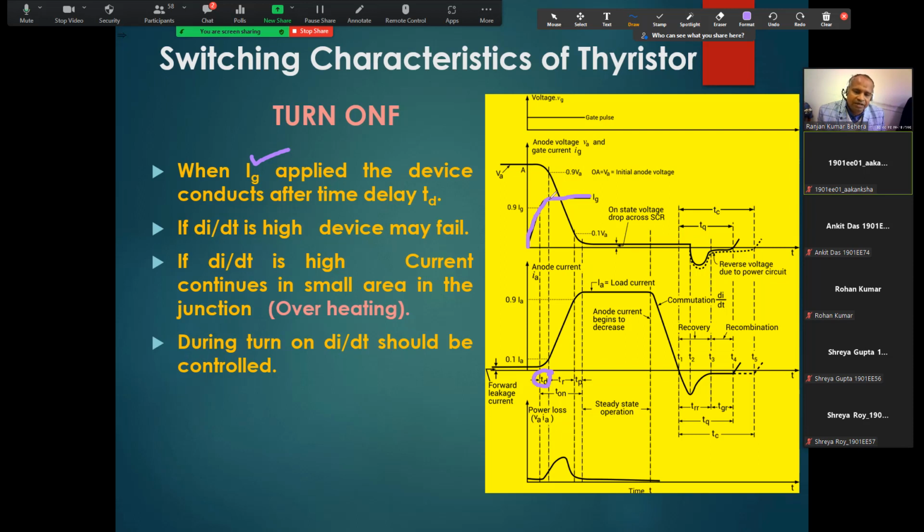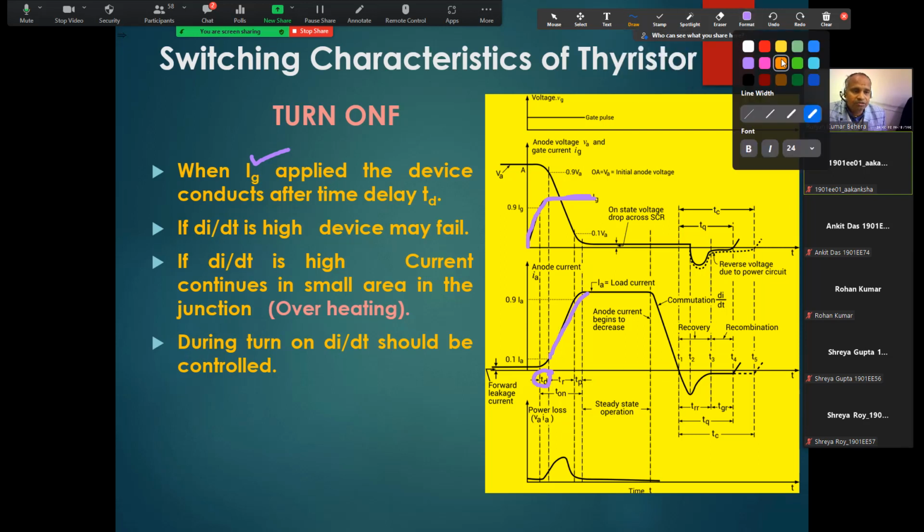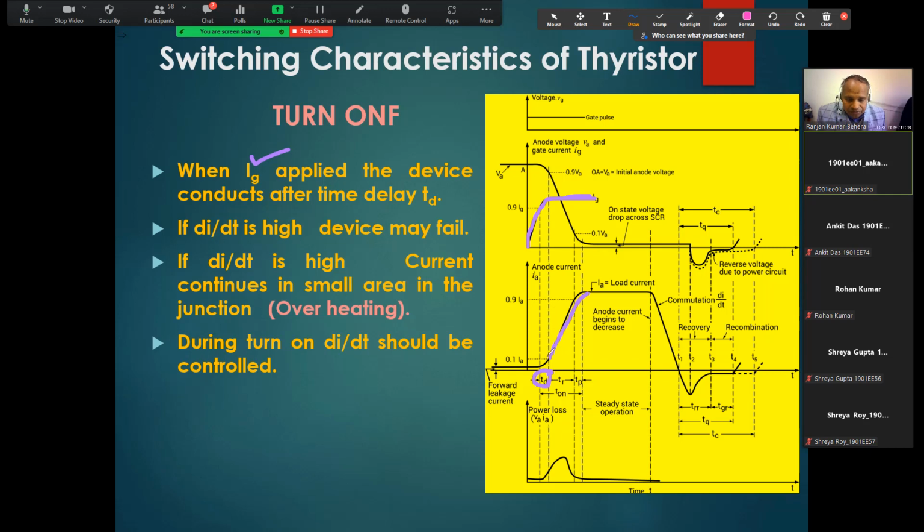But at this point, the gate current becomes constant. At this point, you can see that there is a large current change. If your load current is very high, this current may increase very sharply. Or it may vibrate like this. It is showing an ideal case, but it may go like this.